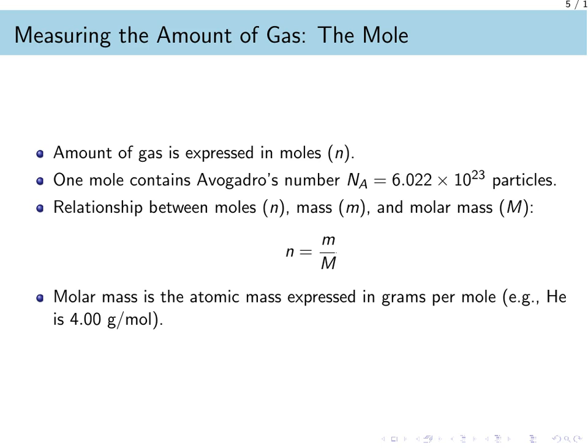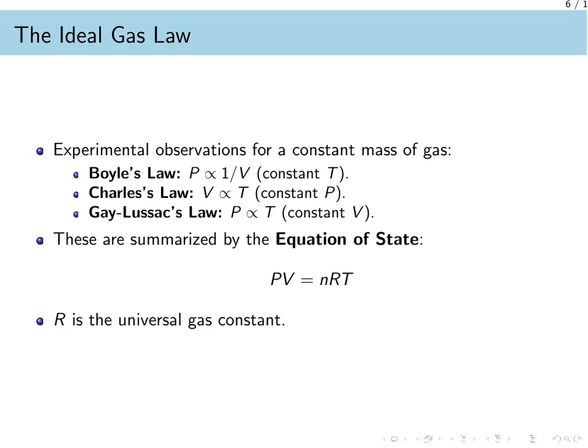To find the number of moles in a sample, we take the mass of the substance and divide it by its molar mass. Molar mass is simply the atomic mass found on the periodic table expressed in grams per mole. For example, helium has an atomic mass of 4 atomic mass units, so its molar mass is 4.00 grams per mole.